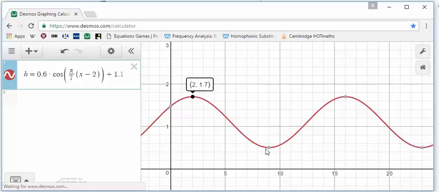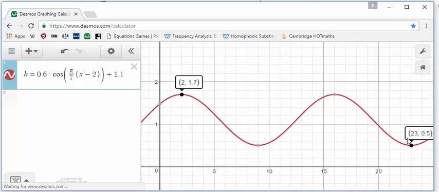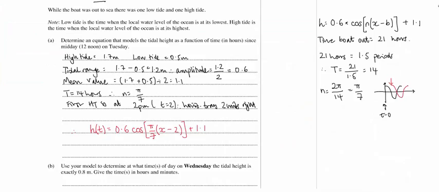And then the low tide is 0.5 meters, so the boat goes out during one low tide, one high tide, and it comes back then, which is 23 hours after noon on Tuesday, and 23 hours after noon on Tuesday is indeed 11 a.m. on Wednesday. So our model is absolutely correct.